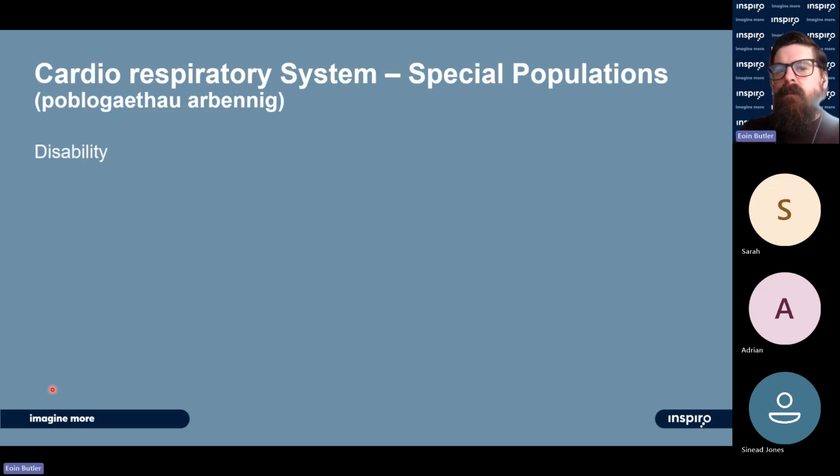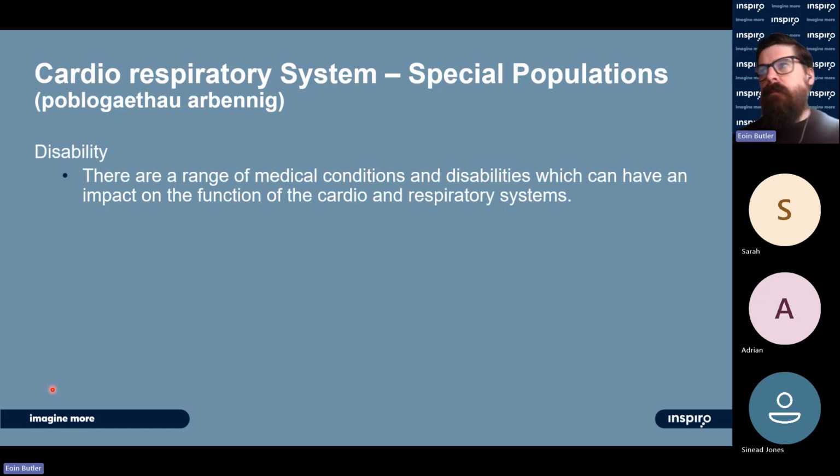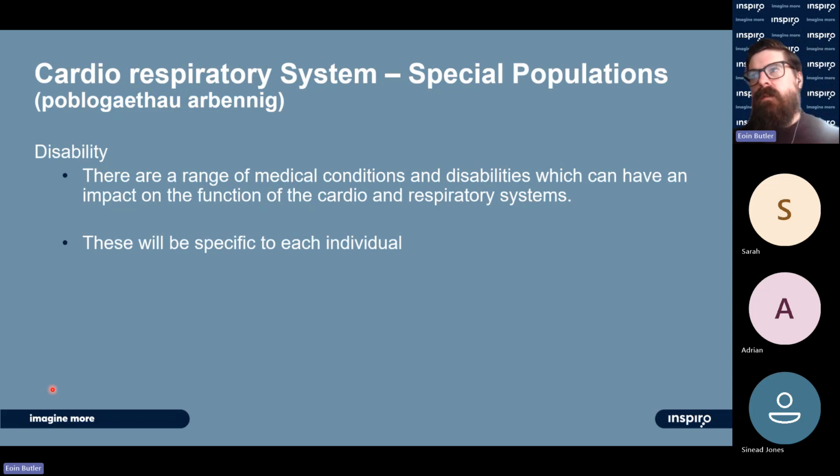Okay. Final one, disabilities. There are a range of medical conditions and disabilities which can have an impact on the function of the cardio and respiratory systems. These will be specific to each individual. We could do a whole course on looking at different disabilities and how the cardiorespiratory system affects them. The best person to ask is the person themselves. How does it affect you? How do you do CV work, cardiovascular training? What should and shouldn't be done when it comes to cardiovascular exercise for you?